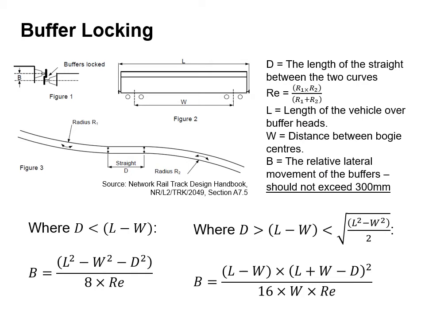So we need to check the relative lateral movement between the buffers, and this should typically not exceed 300 millimeters. And here you can see the calculations of how we take into account the radius of the curves, the straight length, the length of the vehicle over the buffer heads, and the distance between the bogie centres to calculate the relative lateral movement of the buffers.